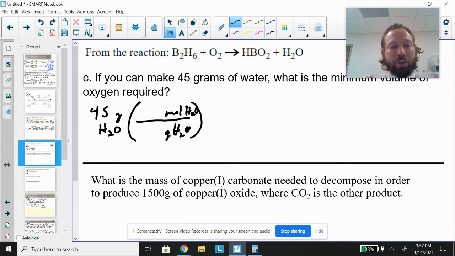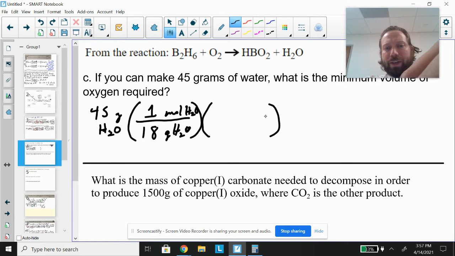Here we go. The first thing is going from grams to moles. So 1 mole of water is 16 grams of oxygen, 2 grams of hydrogen, so 18 grams. If you don't know that, going to the periodic table, you'll have that on the quiz, no worries. Now we're in moles of water.